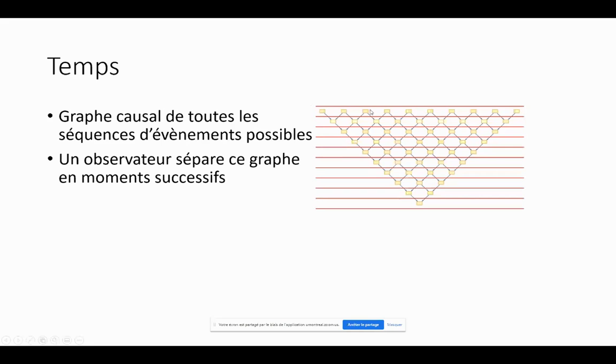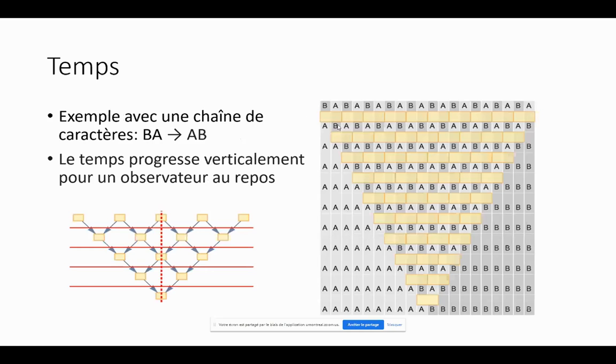Il sépare le graphe causal en tranches. Chaque tranche, c'est des événements qui arrivent simultanément puis qui sont suivis d'une autre tranche d'événements qui sont arrivés par la suite. Voici, par exemple, une autre chaîne de caractères avec une autre règle, puis ça finit par converger vers une chaîne classée qui correspond à cet arbre causal-là. Donc, si l'observateur est au repos, sa ligne du temps, si on veut, va être une ligne verticale comme ça.